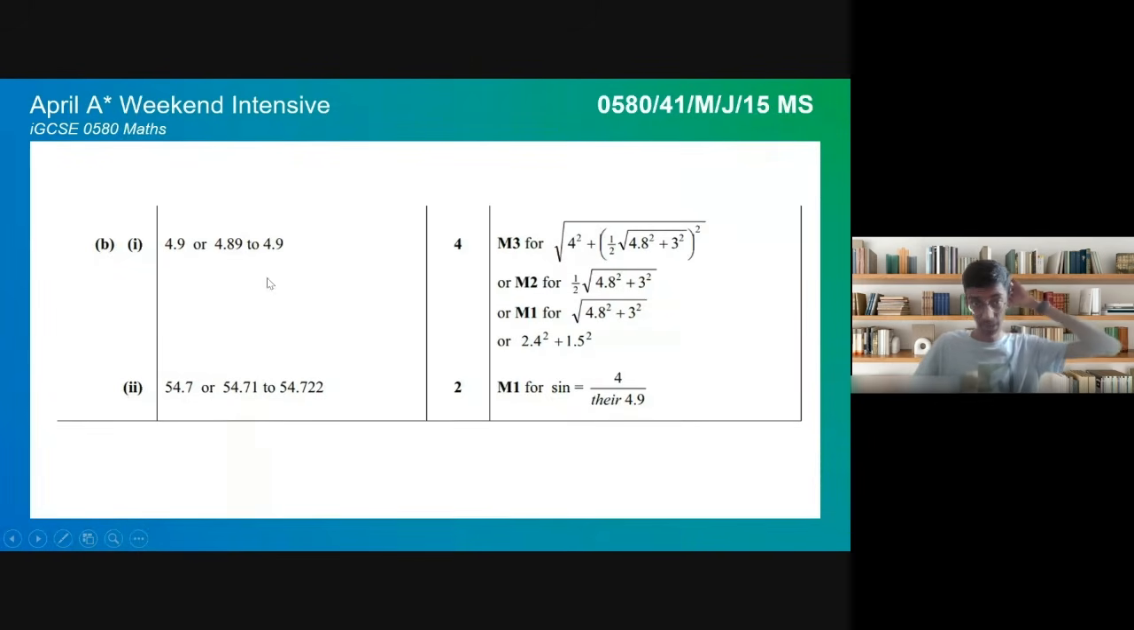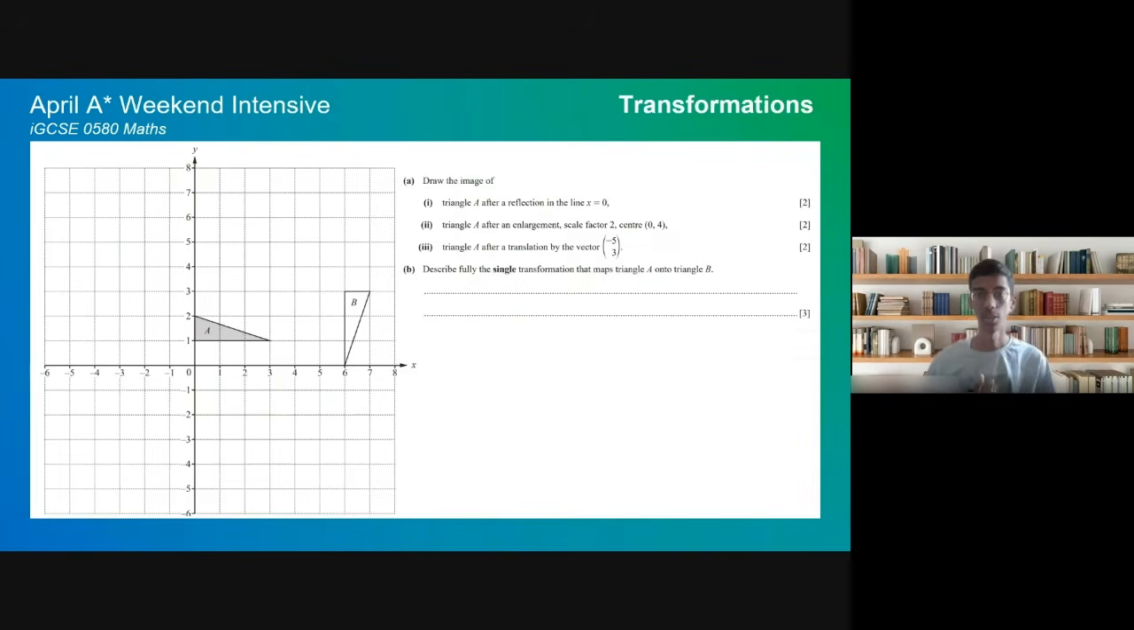And there is the mark scheme for the first one. So now, if you think about another topic that's been challenging for students over the years, it is transformations. And this is a good question because it involves many of these transformations. So the first thing we need to do is draw the image of triangle A after reflection in the line x equals 0. What we first do is we identify the line.